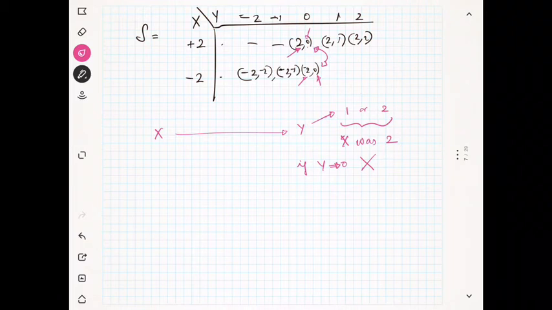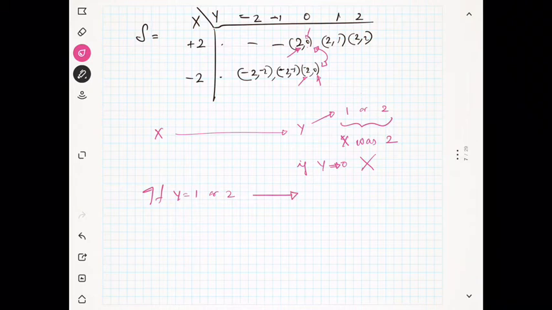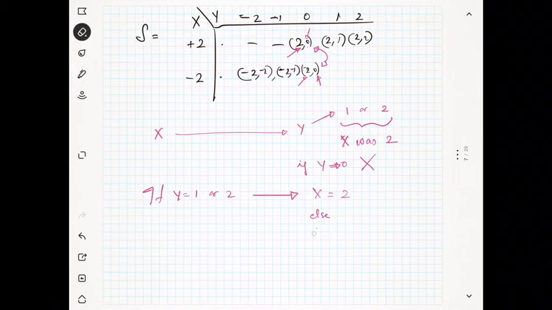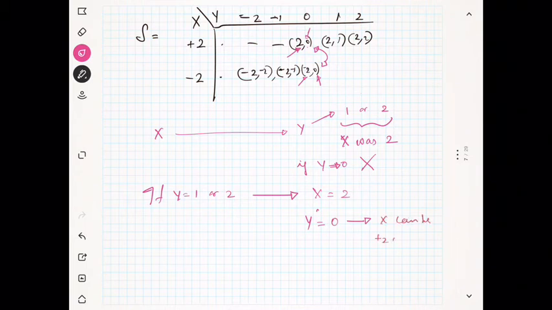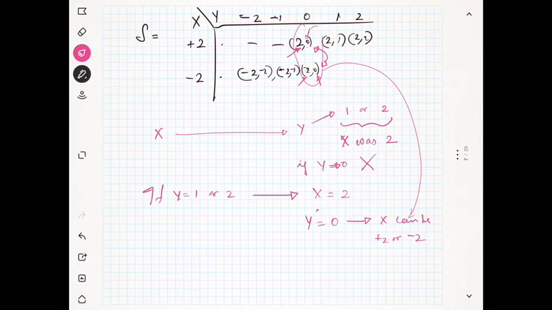So if y equal to 1 or 2, definitely x equal to 2, okay, that's it, or else we cannot say. If y equal to 0, we cannot say, x can be plus 2 or minus 2, because there are 2 cases you can see like this, okay. This is what I am saying here. So this situation has to be avoided.